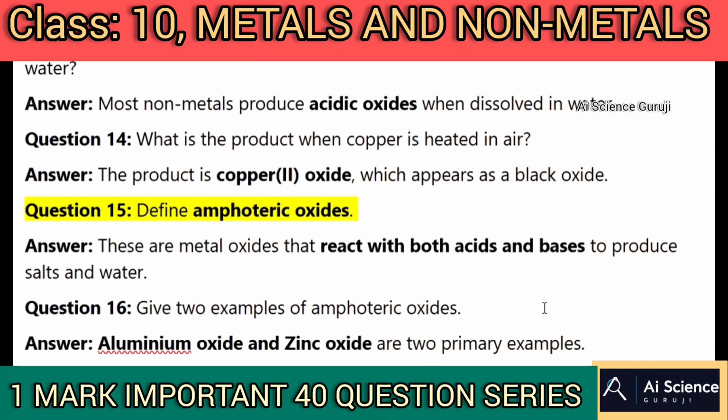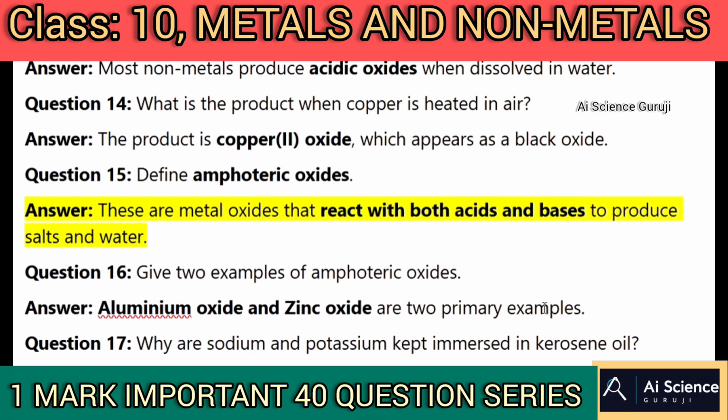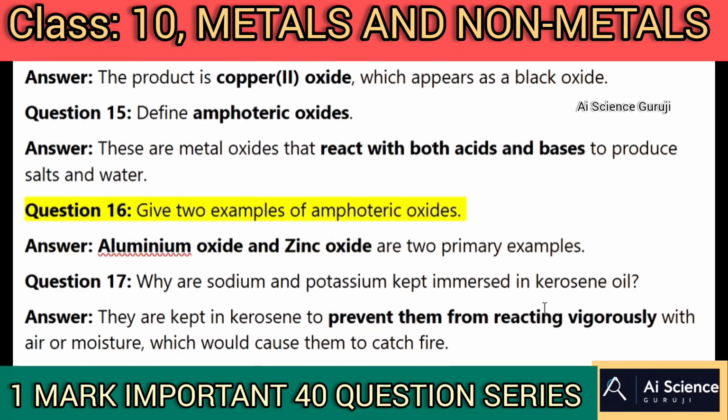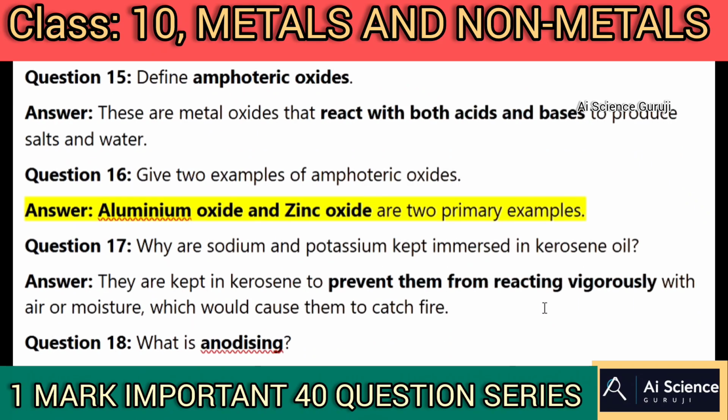Question 15. Define amphoteric oxides. Answer. These are metal oxides that react with both acids and bases to produce salts and water. Question 16. Give 2 examples of amphoteric oxides. Answer. Aluminium oxide and zinc oxide are 2 primary examples.